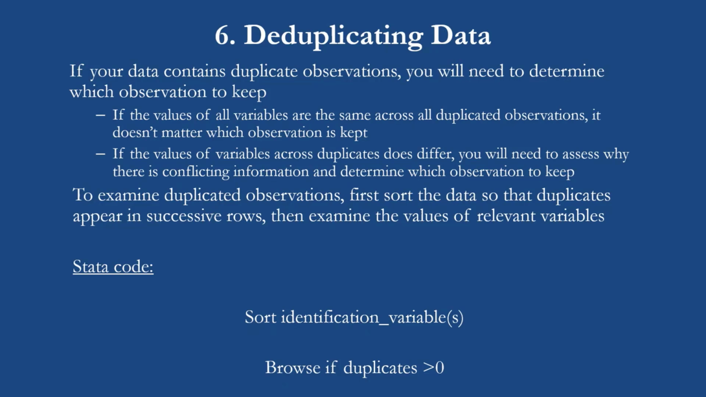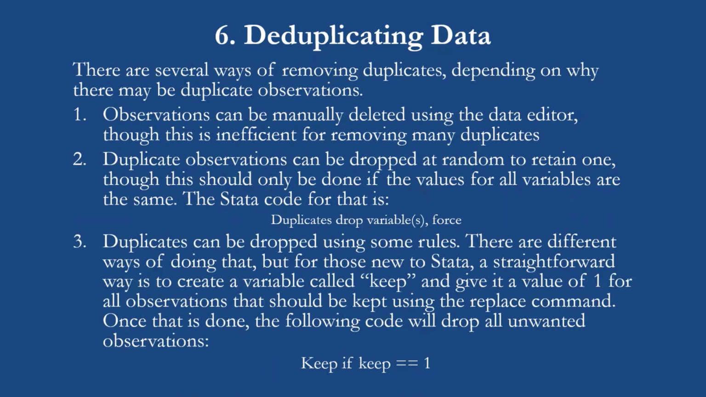But if you want to look at what is different across these duplicates, you would just type in this code here: sort, then whatever your identification variables are, the variables you use to identify duplicates, and then you just type browse if duplicates is greater than 0. What that's going to do is show you the spreadsheet version of the data, but it's only going to show duplicates, and it's going to put all of your duplicates right next to one another in rows. So you'll be able to see, oh, okay, this is the same or this is different or something like that. And again, I'll show how this works in a little bit.